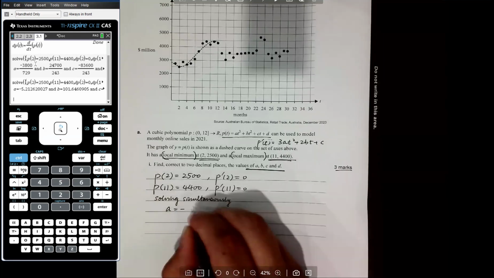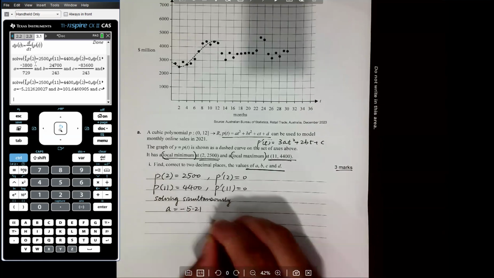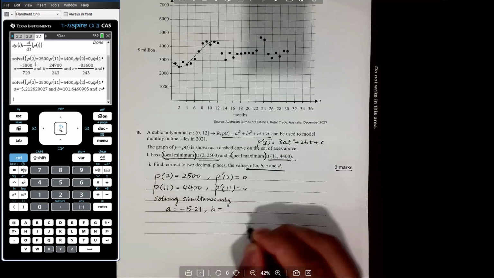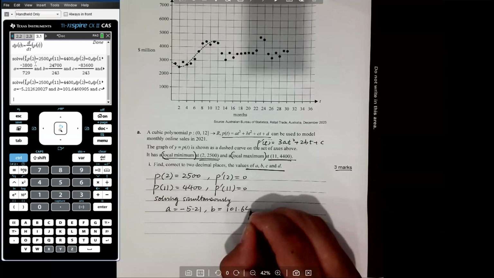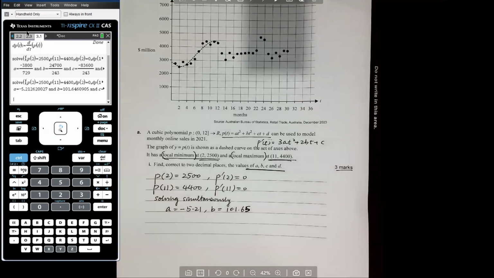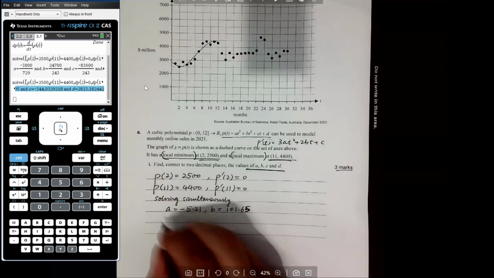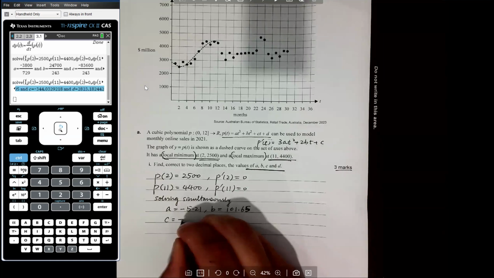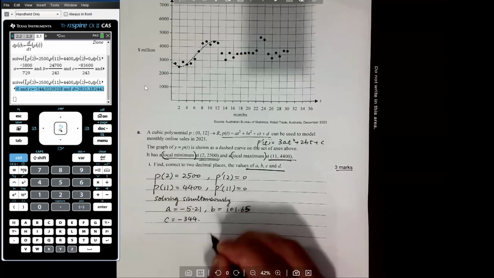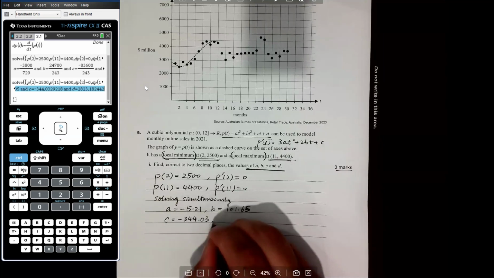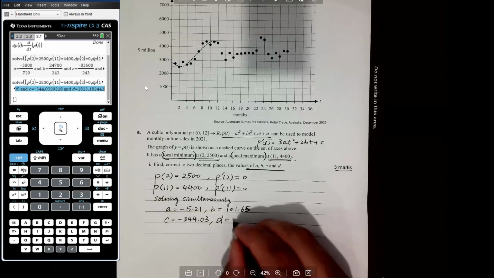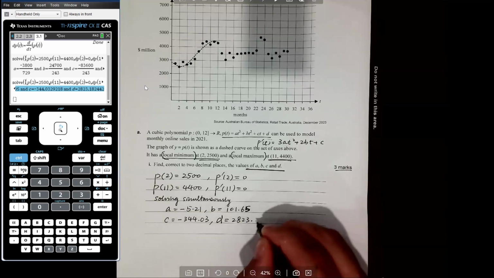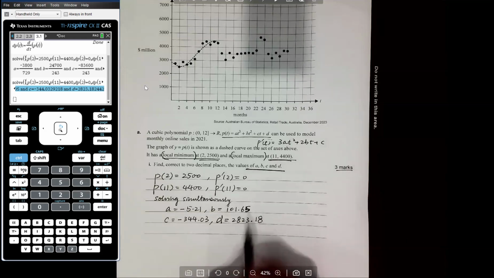A equals minus 5.21. B equals 101.665 actually. Be careful with the rounding. 6 round up, okay? C equals minus 344.03. And D equals 2823.18. Okay? All rounded.